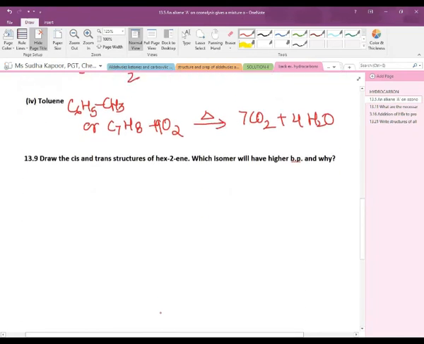Now in the ninth question, draw the cis and trans structure of hex-2-ene. So for hex-2-ene, which isomer will have a higher boiling point? So hex-2-ene is this.